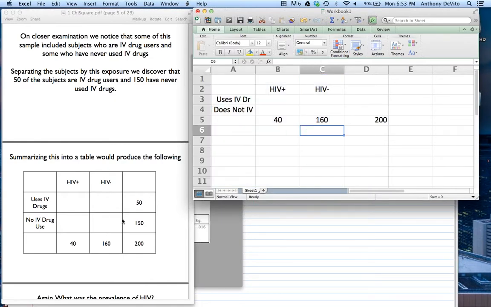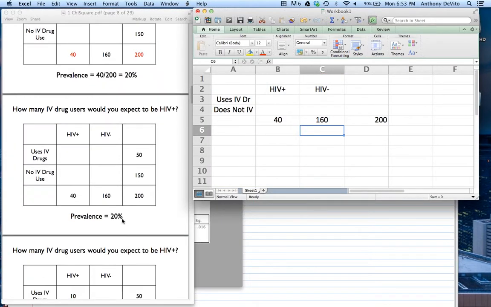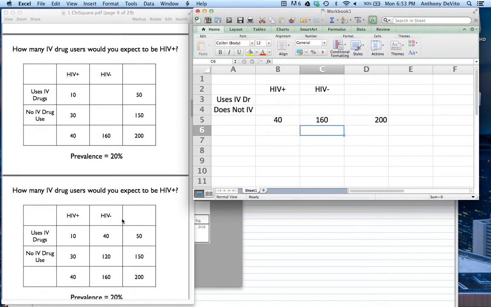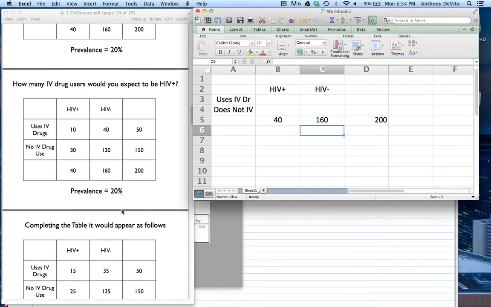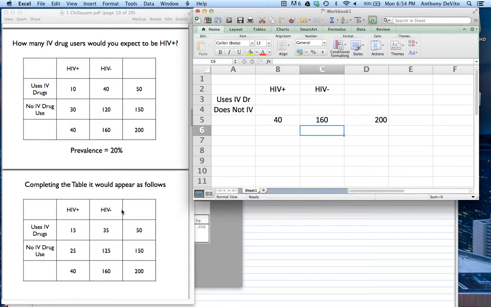Okay, so now I'm going to go look at this further. We saw that 40 out of 200 was going to be our prevalence, 20%. When we look at this on closer examination, it turns out that among the group that was HIV positive, 10 of them were IV drug users and 30 of them were not IV drug users. And among the HIV negative portion of this population, 40 of them were IV drug users and 120 of them were not IV drug users.